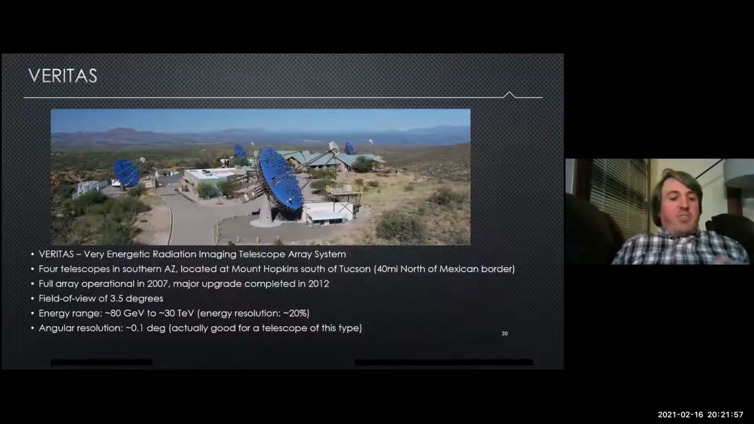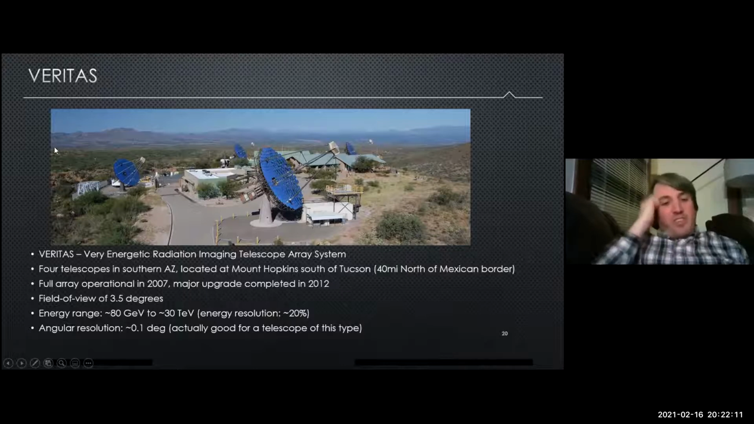Veritas stands for the Very Energetic Radiation Imaging Telescope Array System. It consists of 4 telescopes south of Tucson, Arizona, about 40 miles north of the Mexican border. So we get visits from Border Patrol and all sorts of things having to deal with that. The full array started in 2007, with a major upgrade completed in 2012. I also had a hand in doing that.